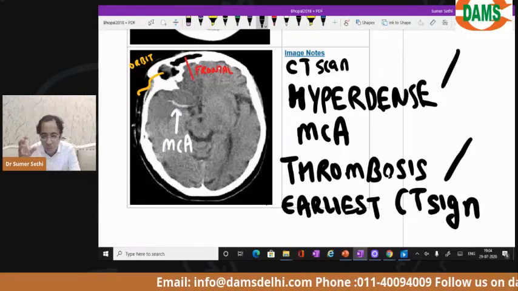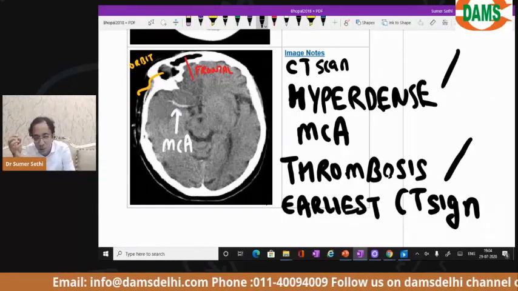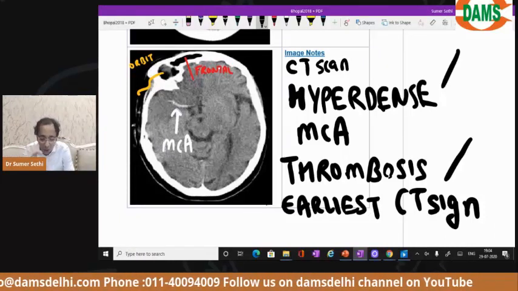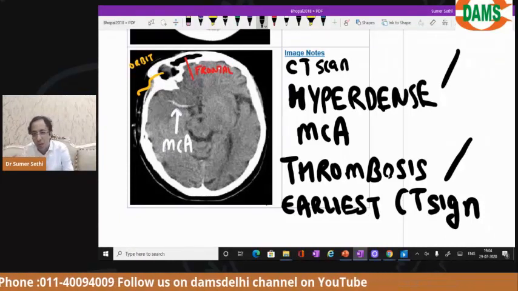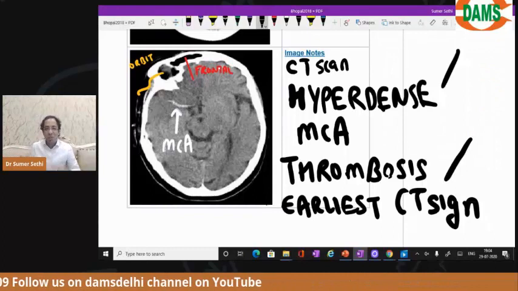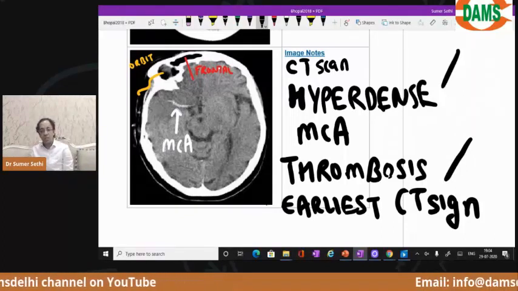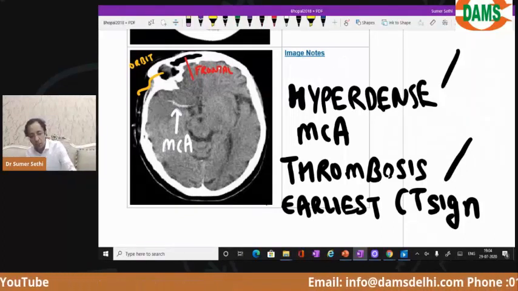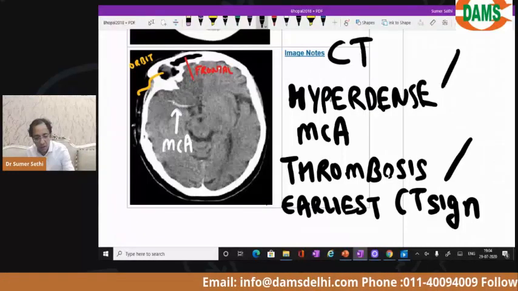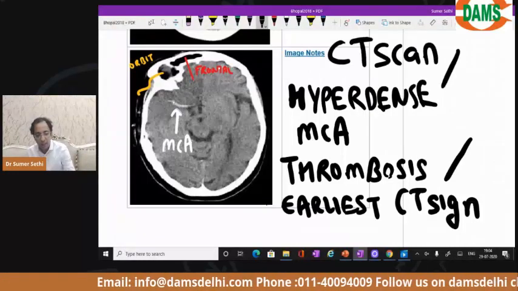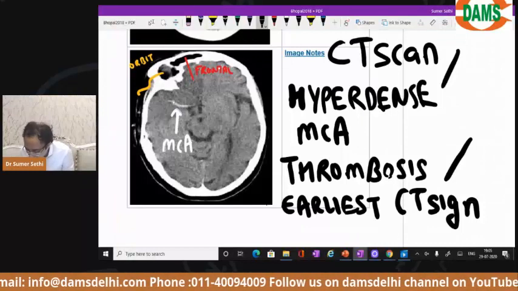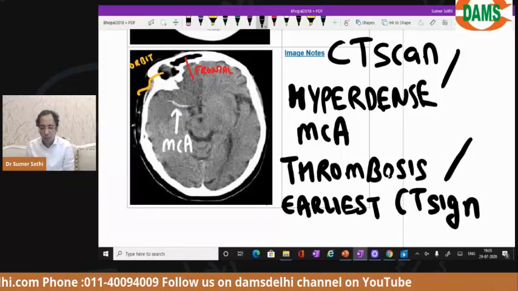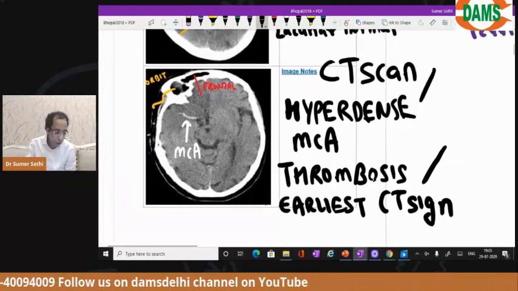Now you will appreciate why I was spending all those hours explaining the anatomy. Otherwise you would ask, sir, why is this middle cerebral, why not anterior, why not posterior? I have to tell you the normal first, otherwise there is no fun in looking at the diseases. Do you agree? This CT scan of the brain shows hyperdense MCA, which is the earliest CT visible sign of brain infarct. Are you clear with this?